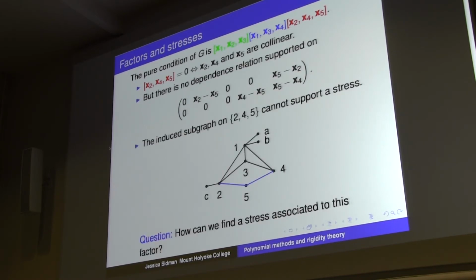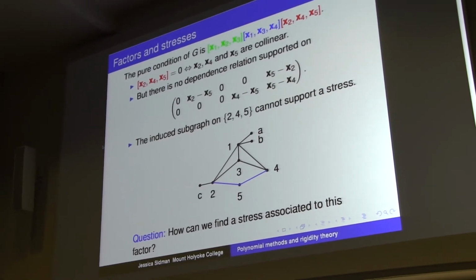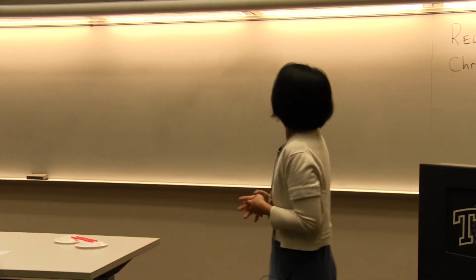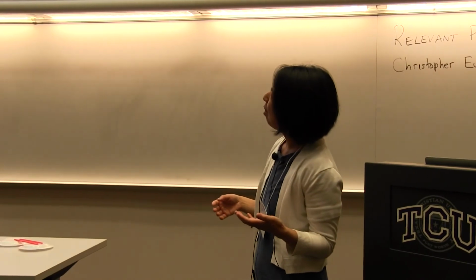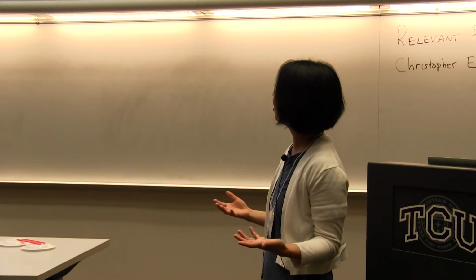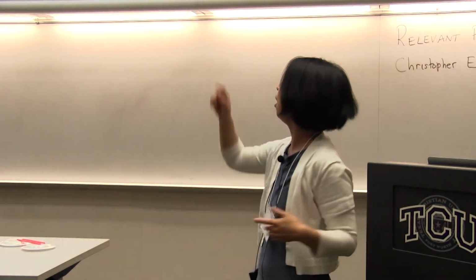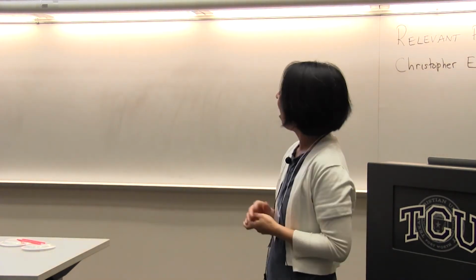So the subgraph that's induced on vertices 2, 4, and 5 only has 2 edges in it. And you can see, just by inspection, that I'm never going to get a dependence relation on those 2 edges. Like, the zeros are in the wrong places. Okay? But there is a stress associated to this factor if you look at the full rigidity matrix for this framework. How can we find it?